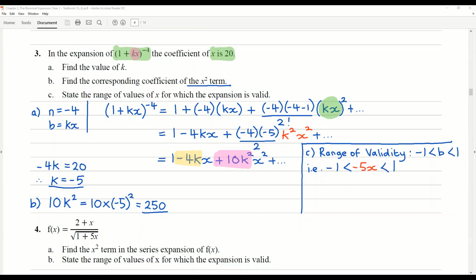I'm going to divide through by negative 5, of course. Now that's going to reverse the inequalities as well. So we're going to have 1/5 greater than x, which is greater than -1/5, and just switch everything round. So x must be between those values for this to be true. Okay, and we've finished.